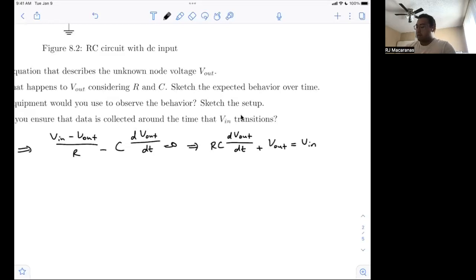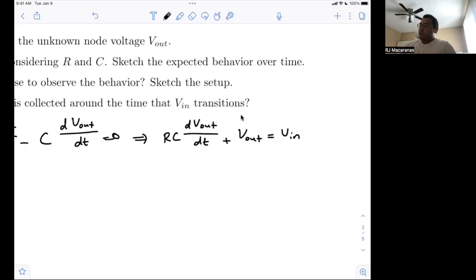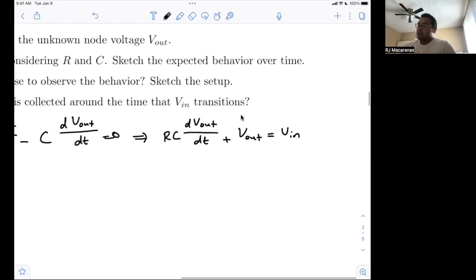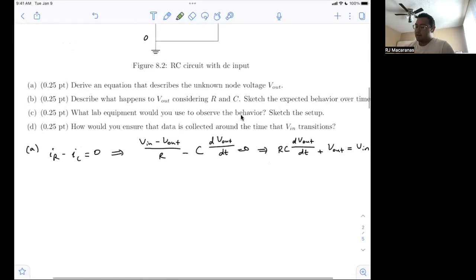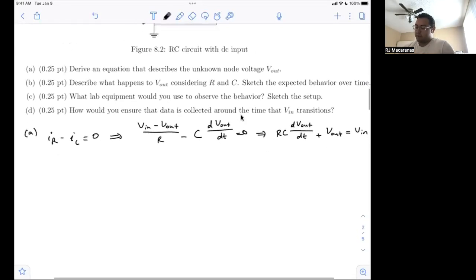So what does this look like? Well, V out starts at whatever initial value it is, and then it accelerates, right? So we've got some kind of acceleration term towards V in at a rate proportional to RC here. So hopefully that makes sense. And that will kind of help us for this next part if you didn't remember the differential equation solutions.